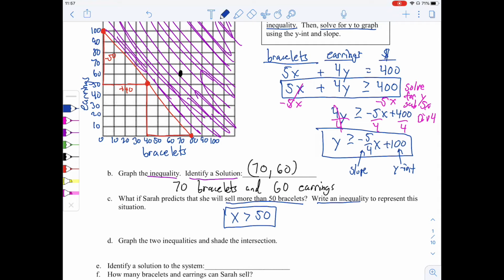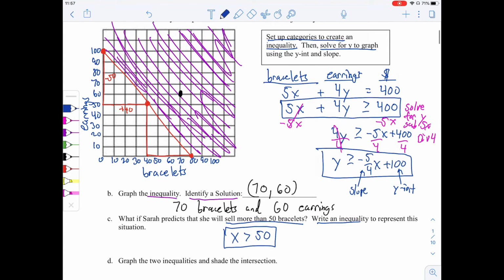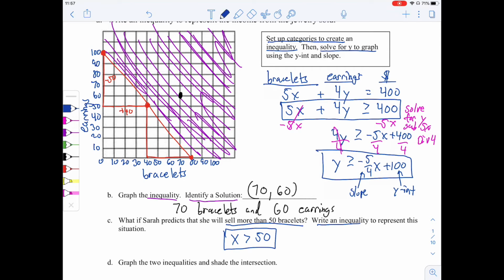So we're going to graph the two inequalities and shade the intersection, both of them at the same time. So x is greater than 50. Your x greater than 50 is right here. So this is our x equals 50. Greater than that is going to be a dashed line right through there, and greater than that is everything to the right. So we're going to shade everything to the right here.